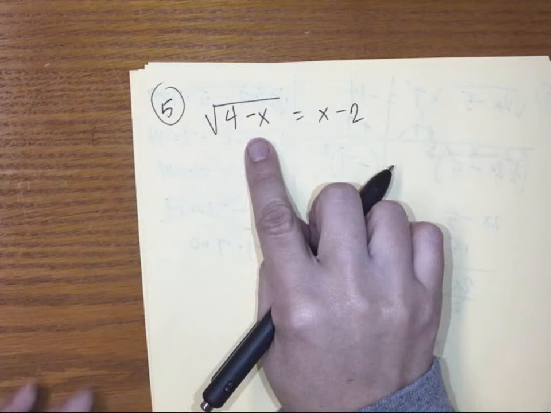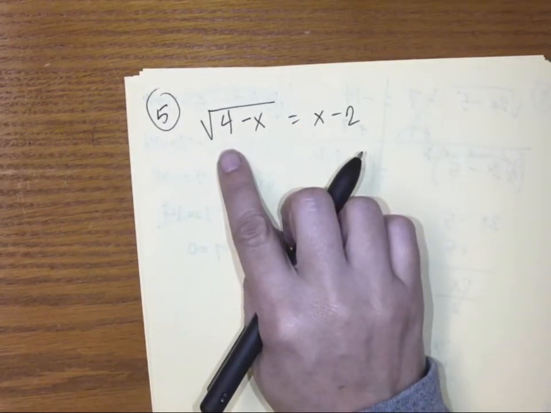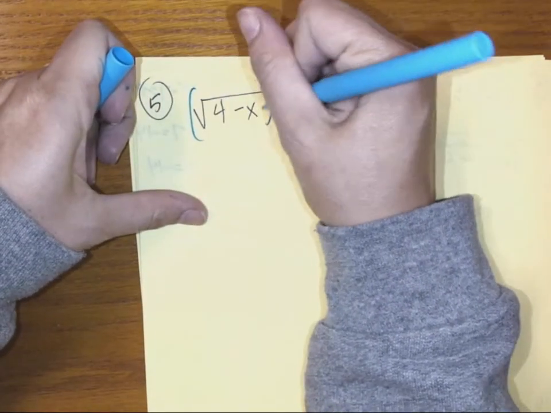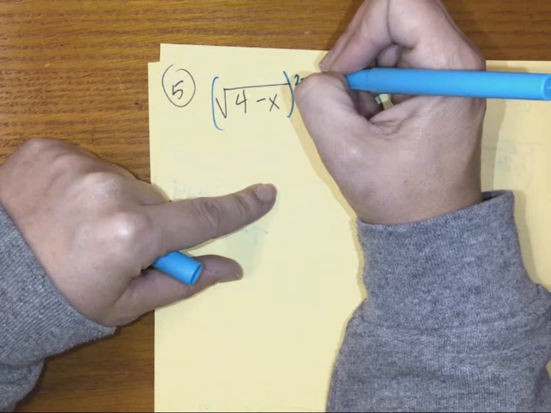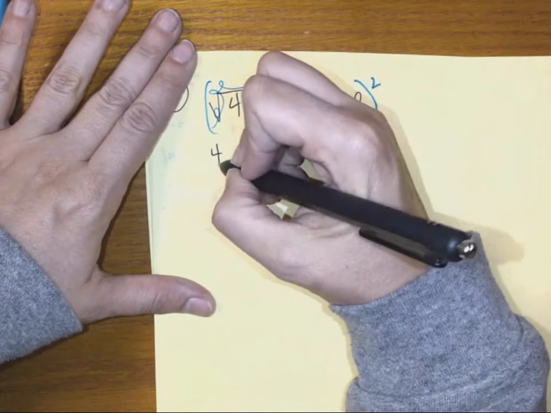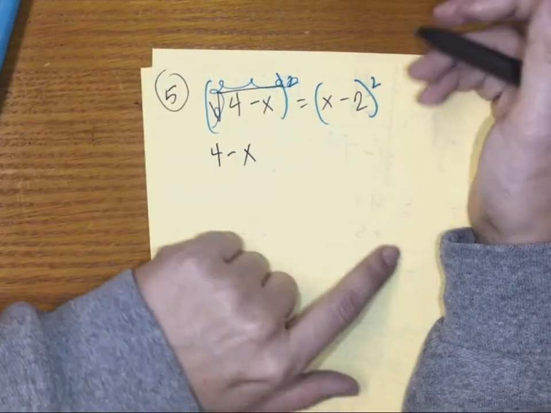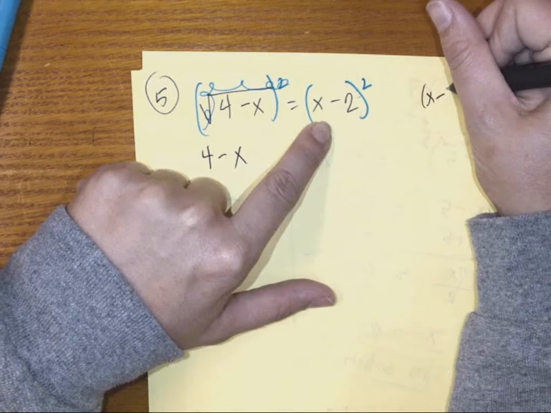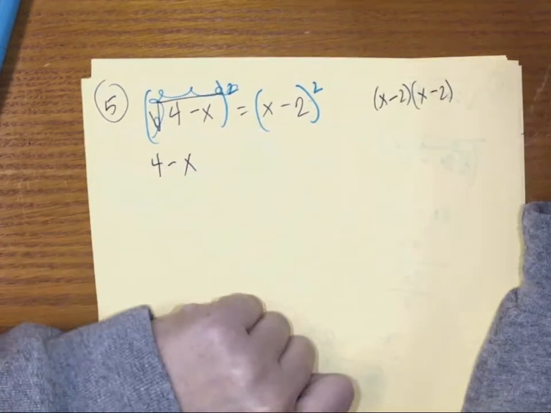So for this problem, I actually have x's on both sides, but I need to get rid of the square root. So to get rid of the square root, I have to square both sides. On the left-hand side, the square and the square root just undo each other, and so I just am left with 4 minus x. On the right-hand side, though, x minus 2 squared actually means x minus 2 times x minus 2, and you have to FOIL it out.